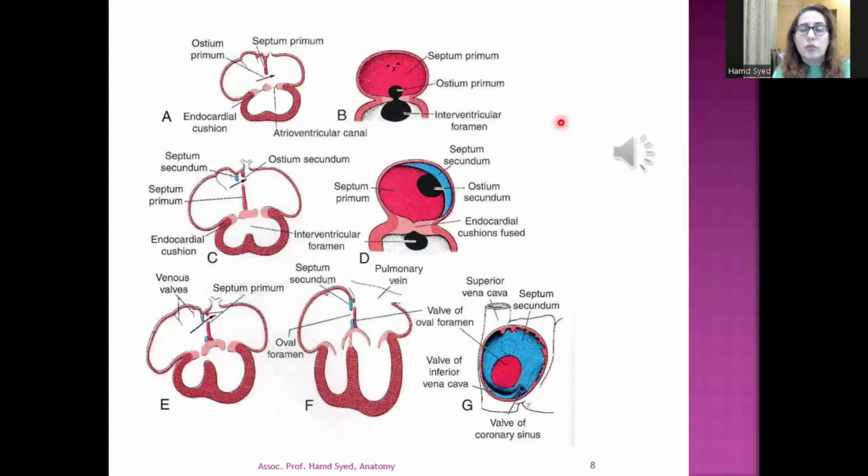So these are the diagrams which are showing you just what I drew. That was the septum formation in the common atrium. And these diagrams have been taken from Langman's Medical Embryology. And you can also see this from a sagittal section. You can also study these in detail.